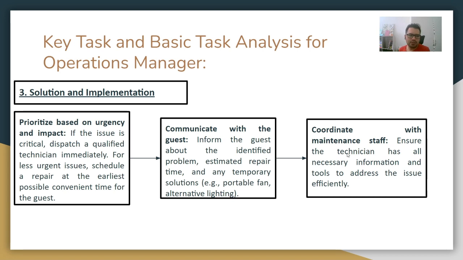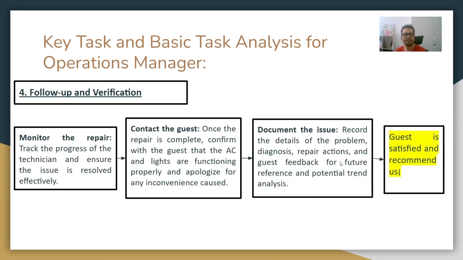The third stage is solution and implementation. Prioritize based on urgency and impact. If the issue is critical, dispatch a qualified technician immediately. For less urgent issues, schedule a repair at the earliest possible time convenient for the guest. After that, communicate with the guest: inform the guest about the identified problem, the estimated repair time, and any temporary solution possible. After that, coordinate with maintenance staff. Ensure that the technician has all necessary information and tools to address the issue efficiently.